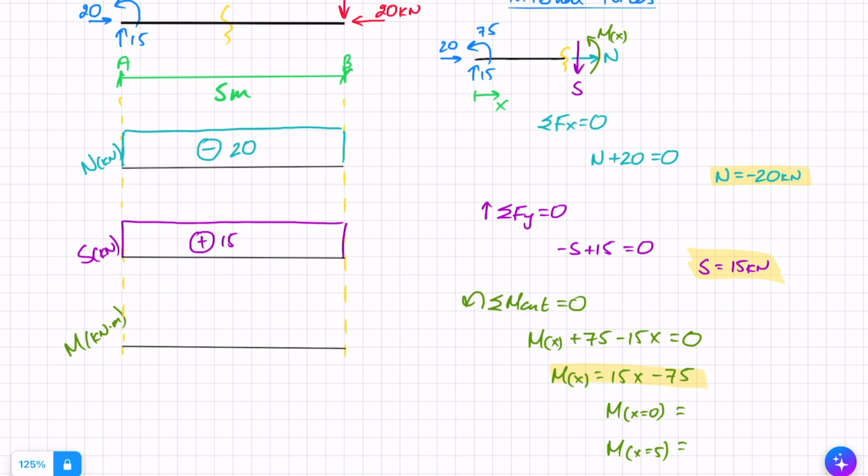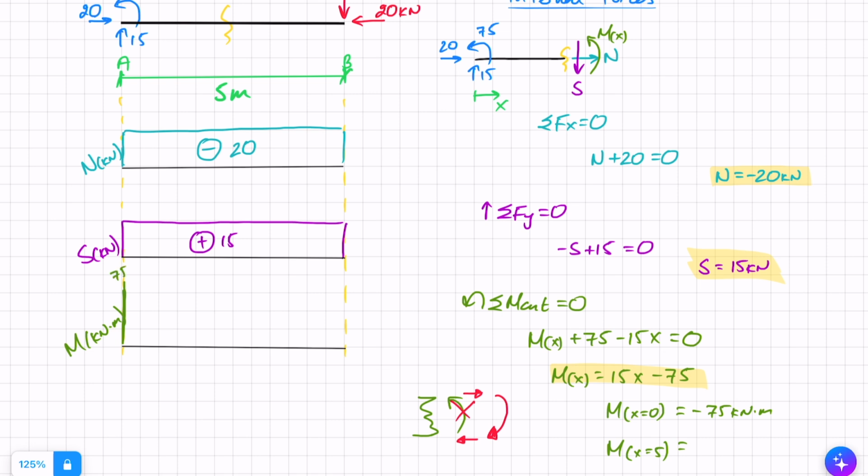So when x equals 0, I get minus 75 kilonewton meters. And that means that if I assumed that M is like that, it is in fact not in this direction, it goes like this. And that means that it's pulling on the top, so tension on the top, and pushing at the bottom, so compression at the bottom. And when I draw my moment, I always draw it on the tension side, and that means that that tension side is on the top. So I'm going to draw it up here. So this is going to be 75.